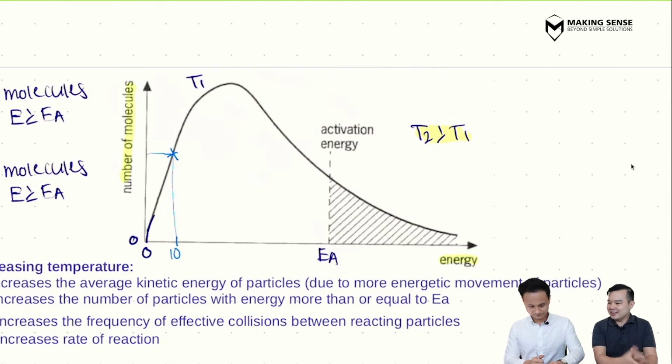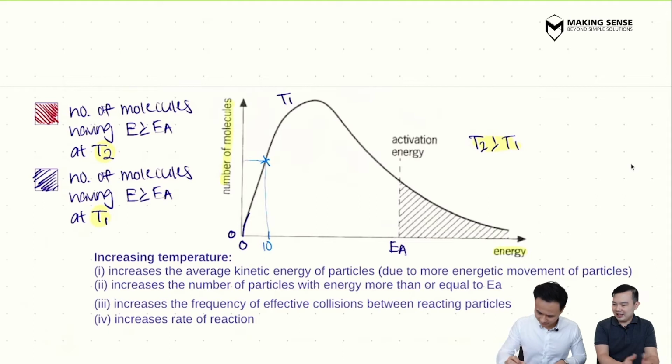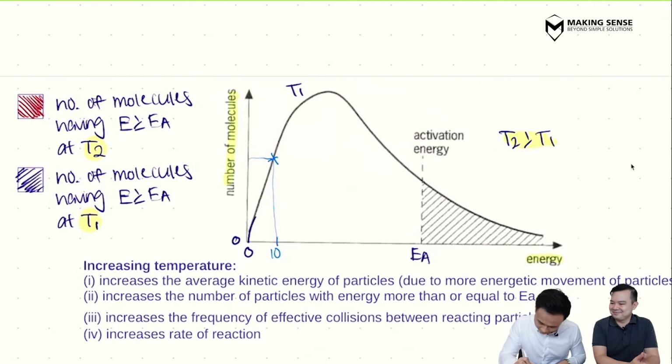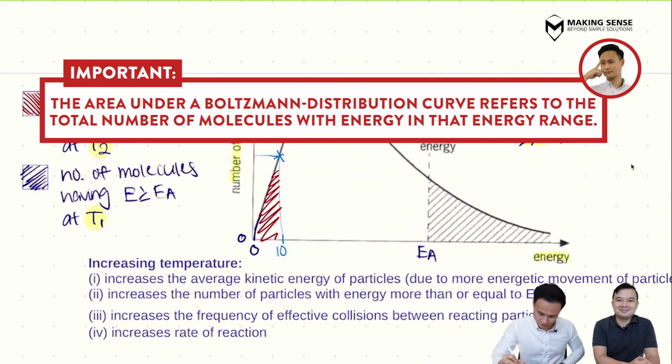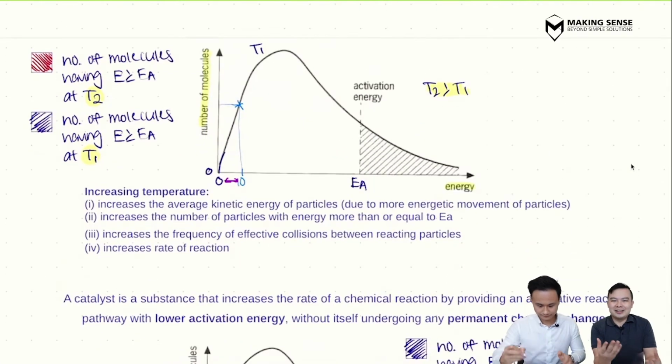Exactly. Okay. The next idea, Mr. Tim, I'd like to ask you is, you shade an area under the graph. Can you tell me what that represents? Well, by shading an area, for example, if I shade this area here, I'm telling you the total number of molecules with energy from 0 to 10. So the total number is basically the area of what I've just shaded. So for example, if the area is 100, that means there are 100 molecules of energy ranging from 0 to 10.